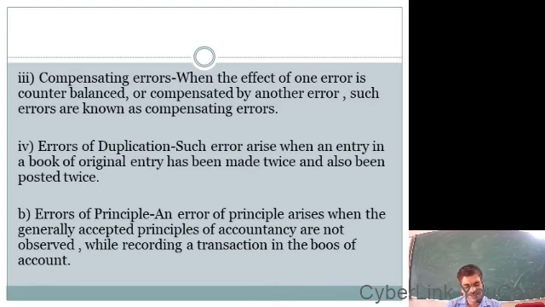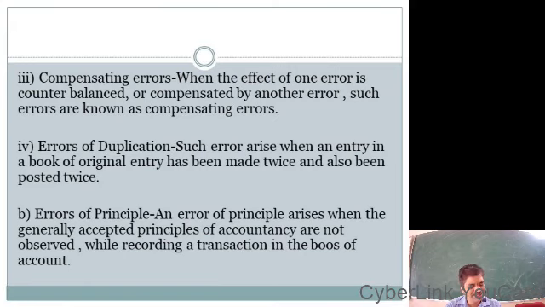Now we'll see the examples pertaining to this error. One is capital expenditure recorded as revenue expenditure. Example may be wages paid to workers engaged in the installation of a machine debited to wages account instead of machinery account. Actually, it is a capital expenditure, but wrongly it is treated.